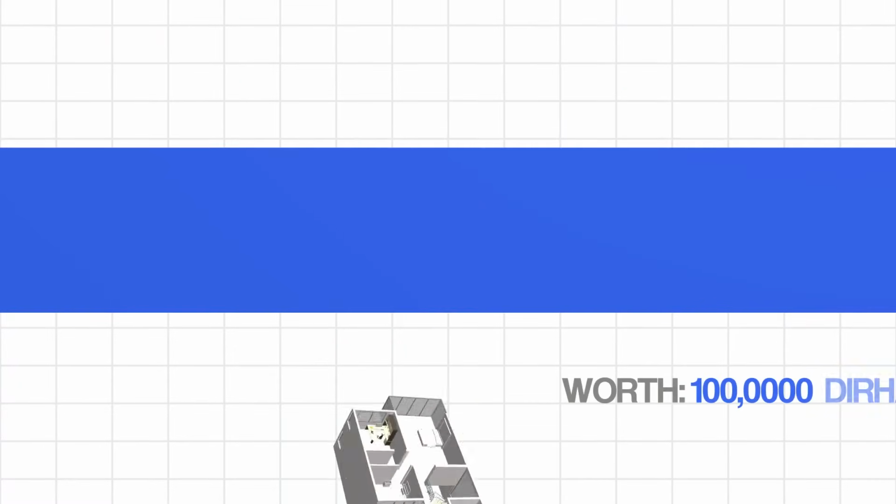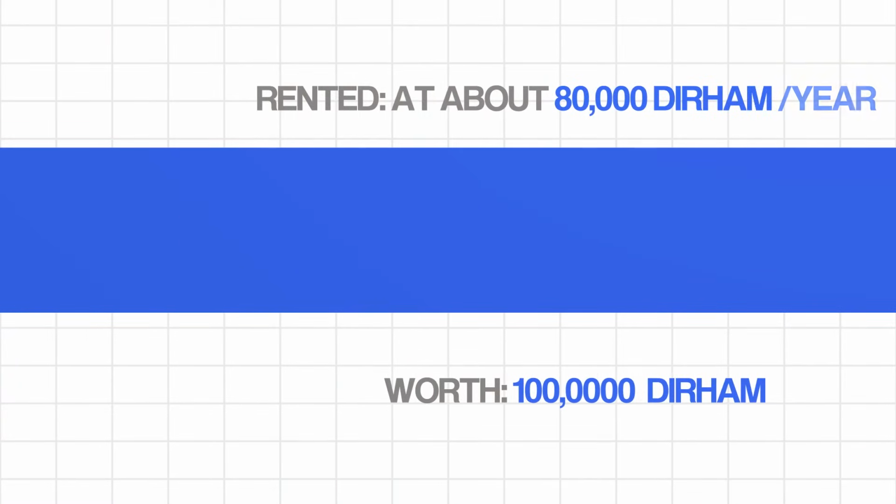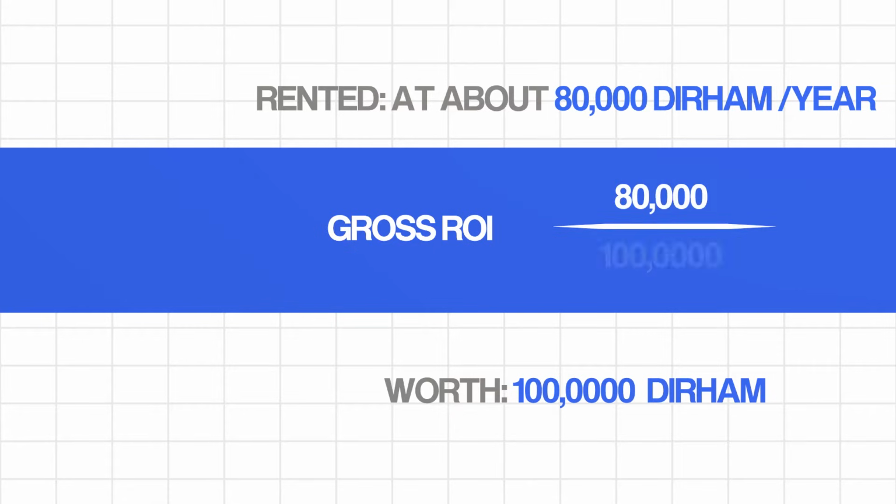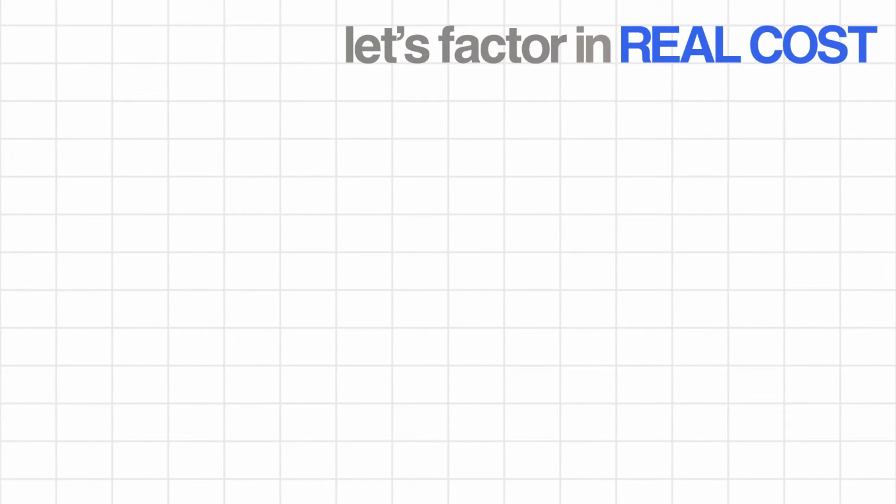Let's take a ready unit which is worth 1 million dirham, rented at about 80,000 dirham per year. Gross ROI is equal to 80,000 divided by 1 million, which is equal to 8%. But now let's factor in real costs.